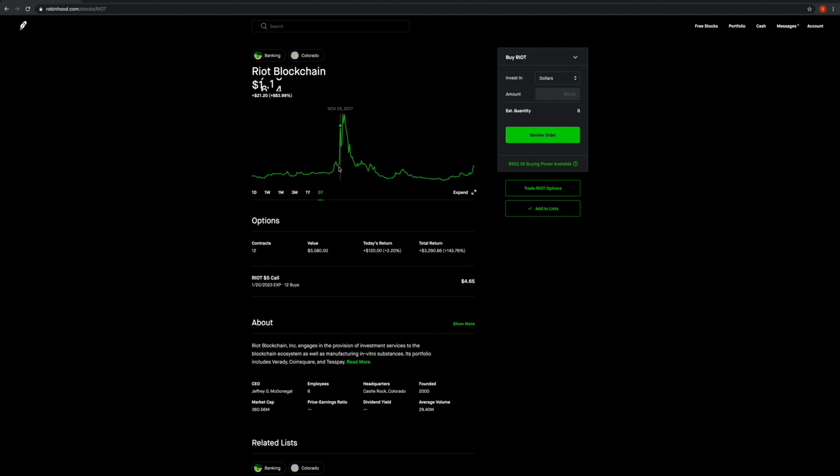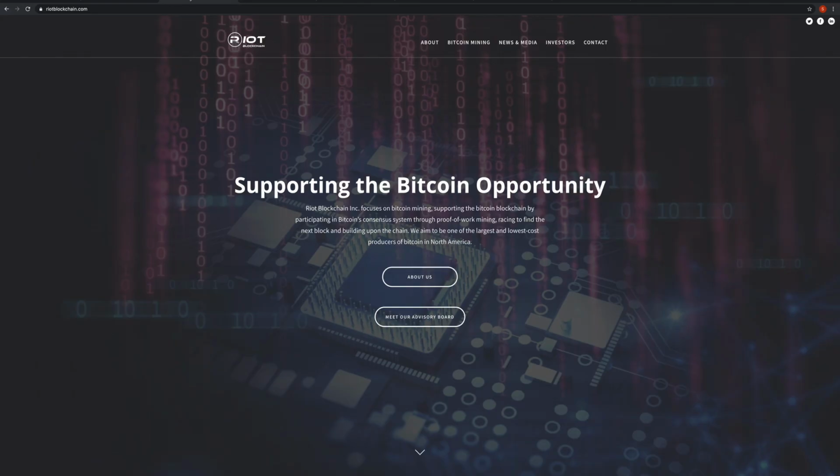And if Riot goes up to say $30, $40, I'm going to make like $20,000. And I felt like that was a better play than almost even owning a ton of Bitcoin, because the return is so much greater than Bitcoin to own these contracts. So this was my idea.